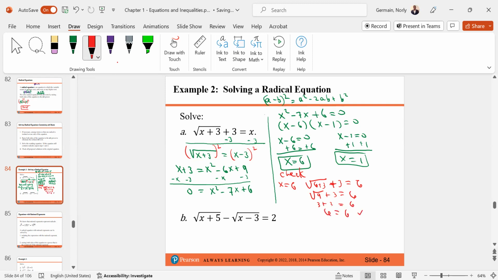Now, if you check x equal 1, let's try it. The square root of 1 plus 3, outside, equal to 1. So we have the square root of 4 plus 3 equal 1. So 2 plus 3 equal 1. 5 is not equal to 1. So we need to reject this one. So we end up having our only solution is 6. 6 is the solution, right?